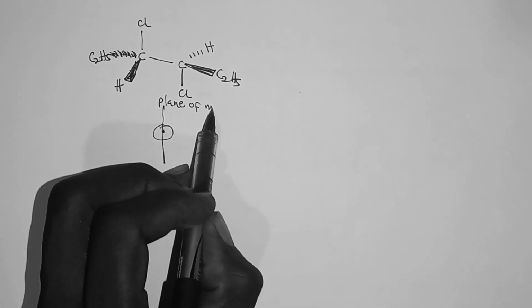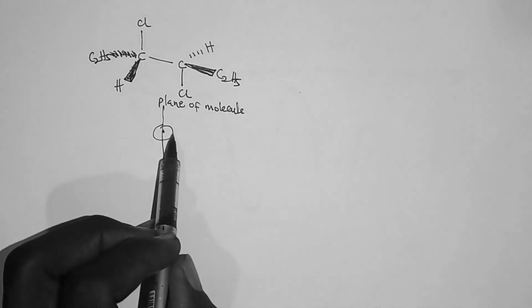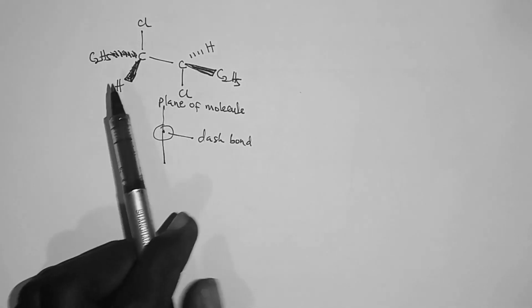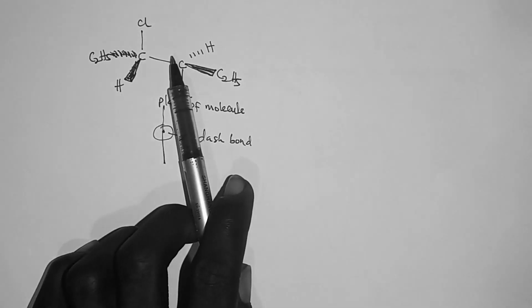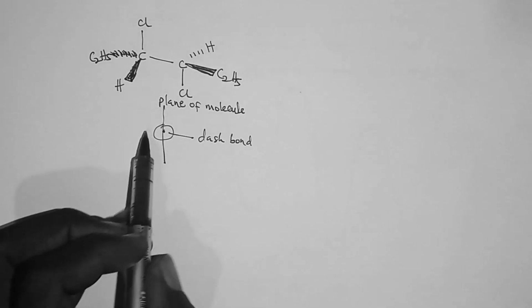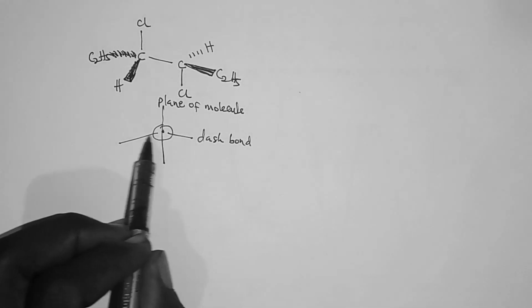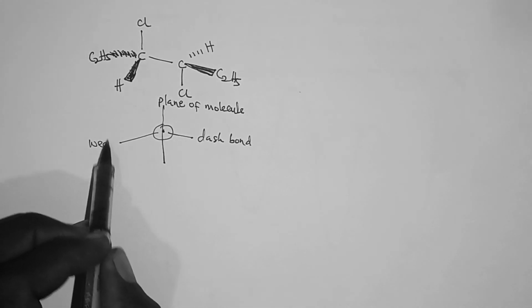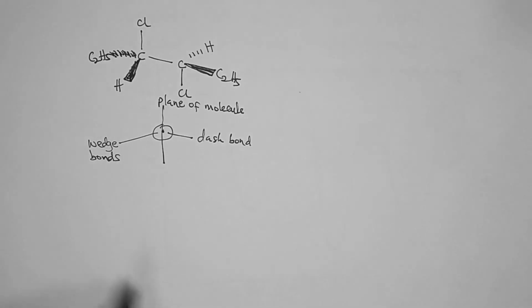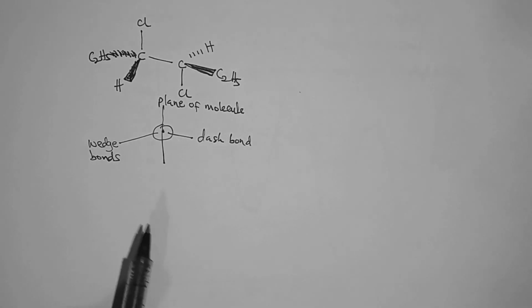The plane of the molecule. And then all the groups that come to the right hand side are the dash bonds. The dash bonds are the bonds that are going into the plane. So for this bond and this bond, they are going into the plane. And then on the left hand side, the bonds that are put on the left hand side are the wedge bonds. And then the wedge bonds are the bonds that are coming out of the plane. So let's draw this molecule in Newman projection.